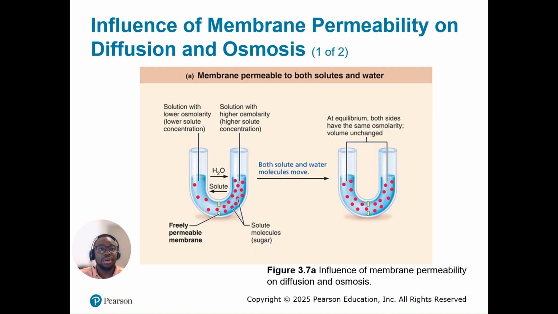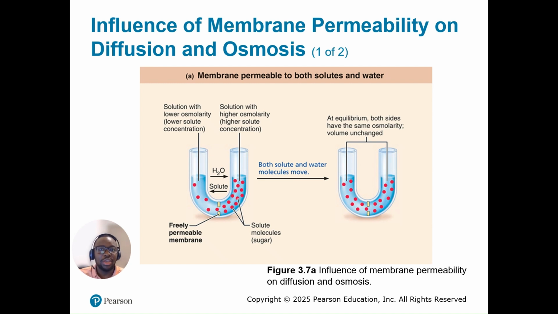When solutions of different osmolarities are separated by a membrane permeable to all molecules, diffusion of solutes and osmosis occur until equilibrium is reached. At equilibrium, there is an equal concentration of solutes and water across the membrane.